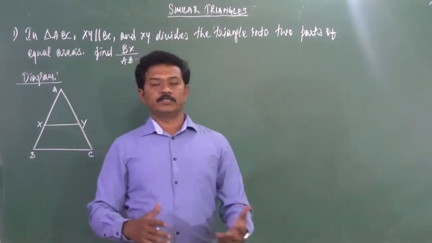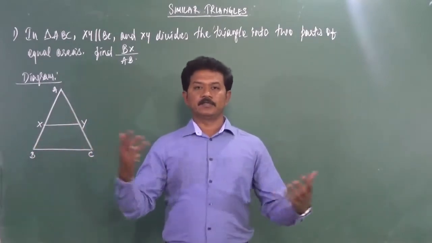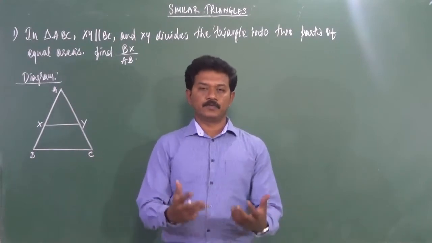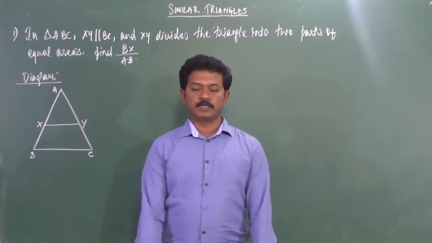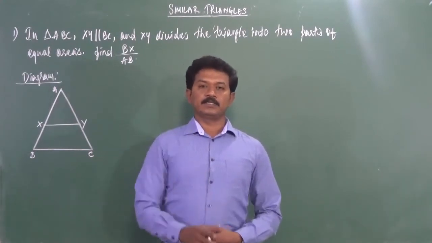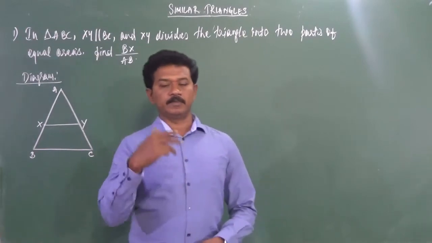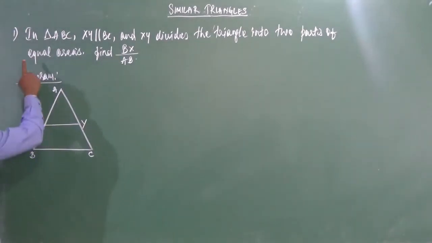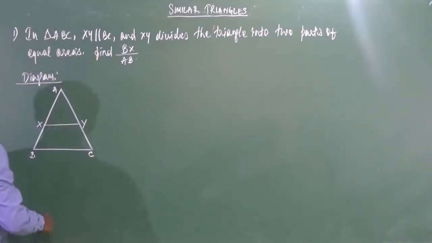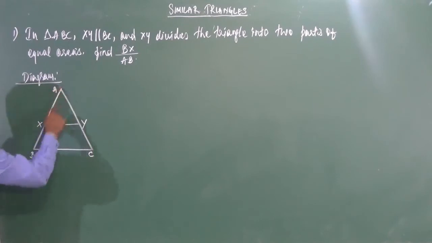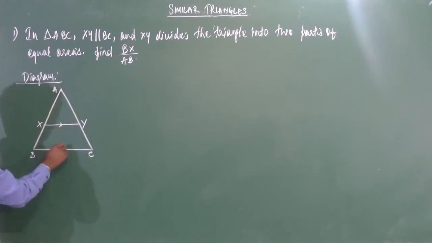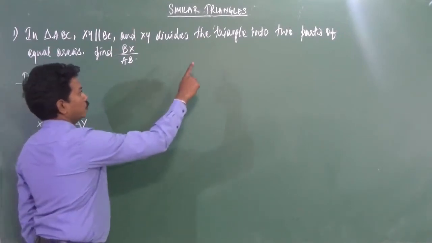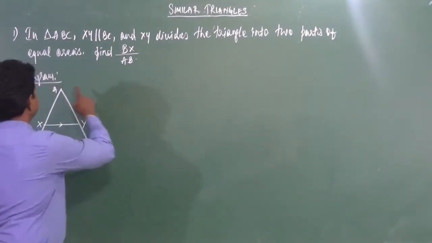It is a combination of Thales theorem and areas of similar triangles. So it's a combination of two theorems, and it is important. It may be asked in your examination for 1 mark or for 2 marks. Now, in triangle ABC, XY is parallel to BC, and XY divides the triangle into two parts of equal area.